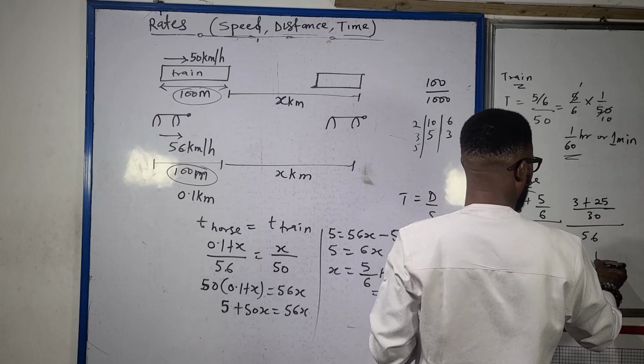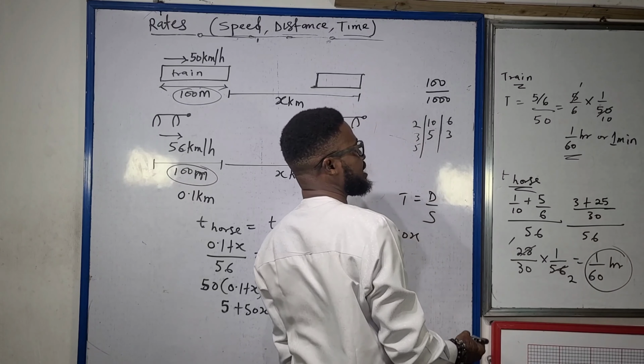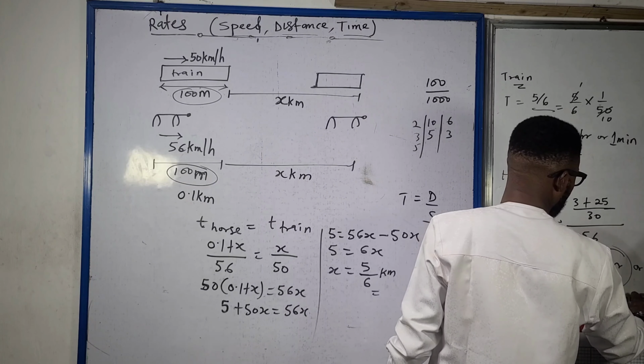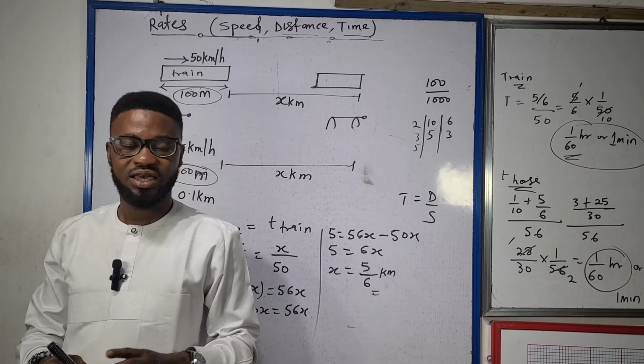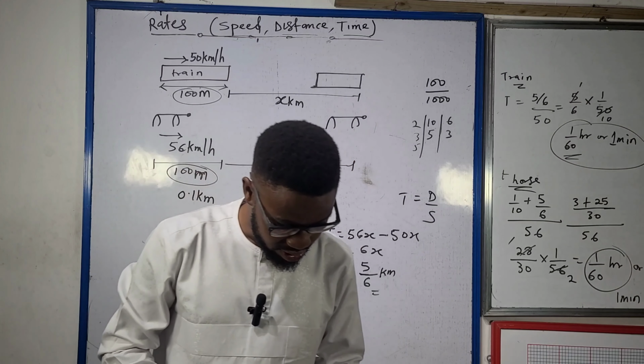So this means 1 over 60 hours, which is the same thing. So the answer is 1 over 60 hour or 1 minute, and that will be correct. That is the time it will take for the horse to catch up or overtake the train.